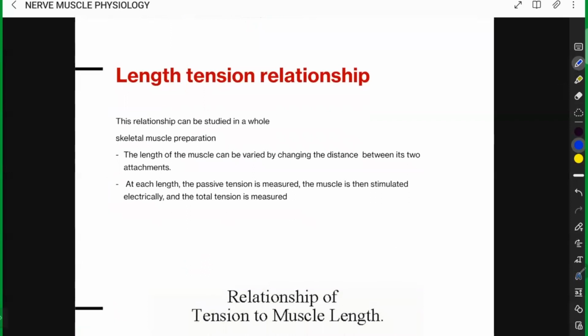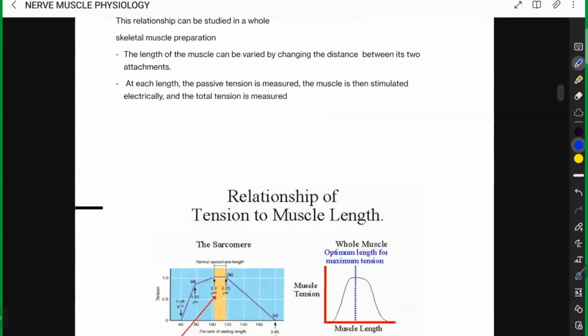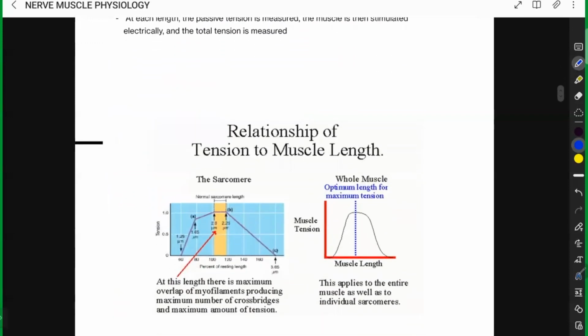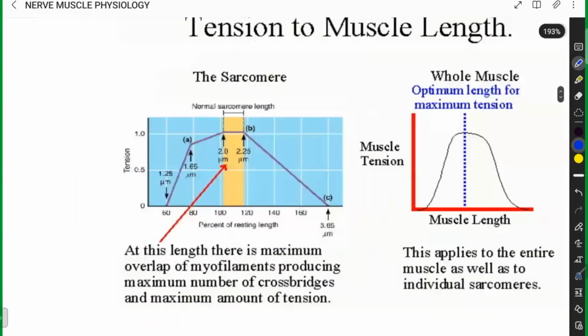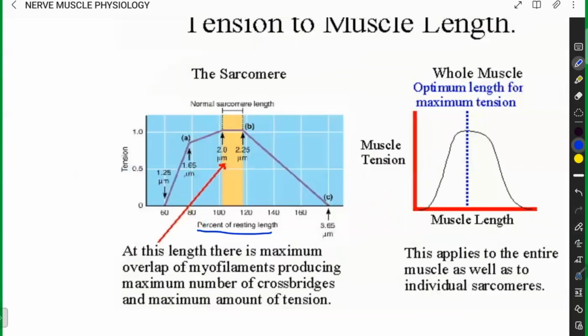This length tension relationship can be studied on a whole skeletal muscle preparation. What I want to tell you here is that the length of the muscle can be varied by changing the distance between the two ends of the attachment. At each length, the passive tension is measured, the muscle is then stimulated electrically, and the total tension is measured. The relationship of tension to muscle length is shown by this diagram. You can see here the percentage of resting length, and here you can see the tension.